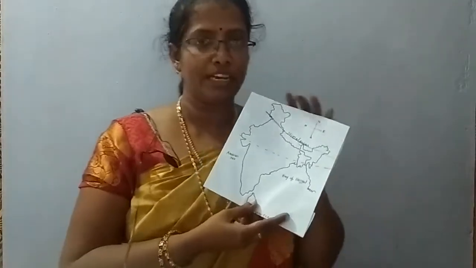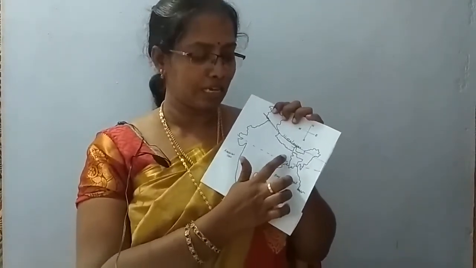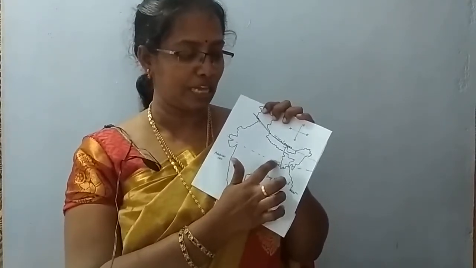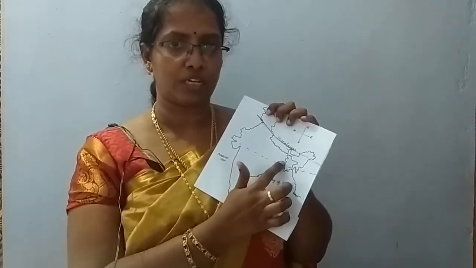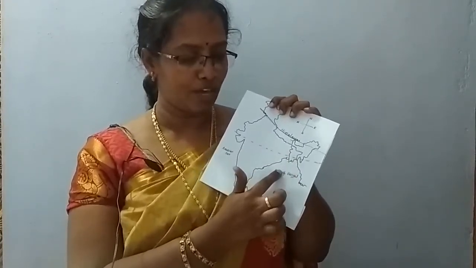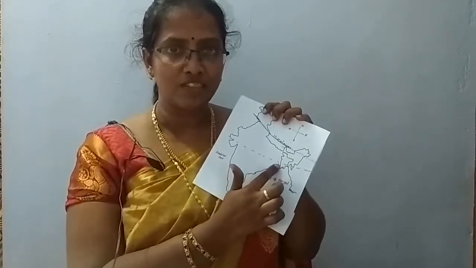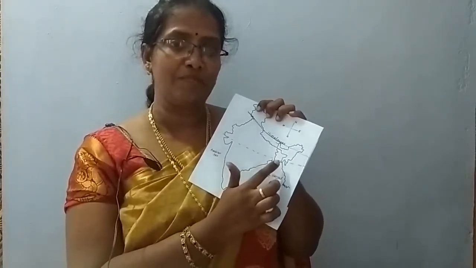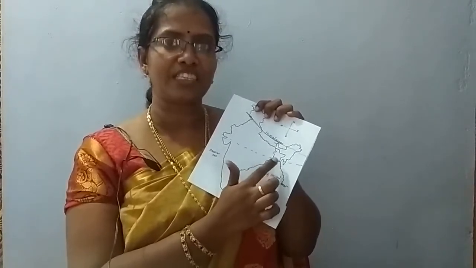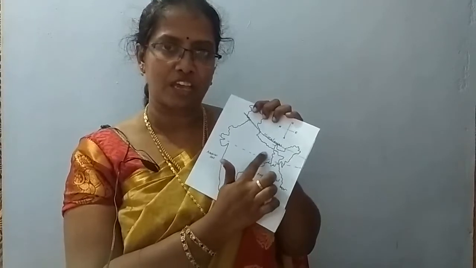Look at the India map, students. Kolkata is the capital of West Bengal. It is located very close to the Bay of Bengal, and that is why it receives 119 centimeters of rainfall. Which place receives it? Kolkata.